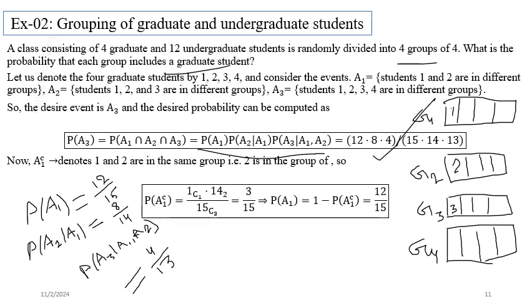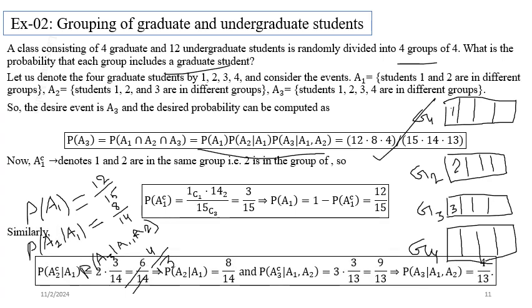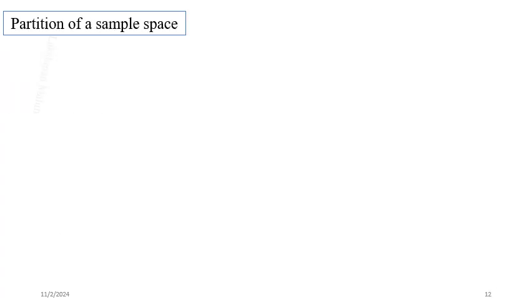Another approach, which I have solved in the slide, you can see those approaches as well. That one is based on the principle of counting. You can go for the principle of counting. Now, the next application I will talk about is computing the total probability of an event.